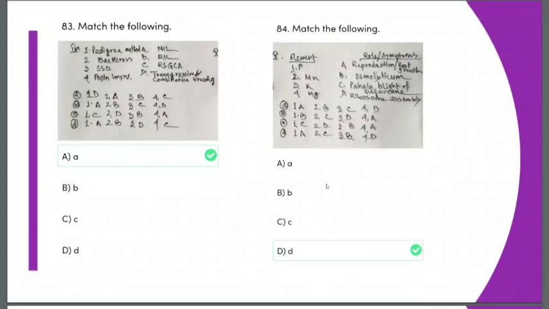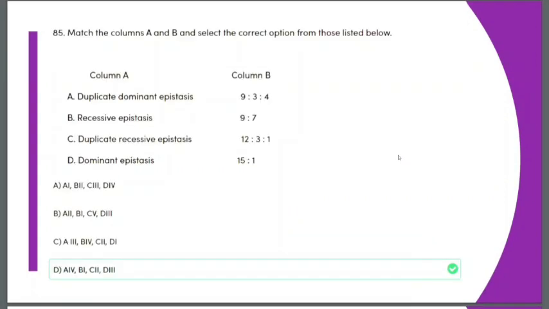83rd and 84th questions, both are matching type questions. So answer of 83rd is A: 1D, 2A, 3B and 4C, and 84th is D: 1A, 2C, 3B and 4D. 85th question is match the following columns A and B and select the correct option from those listed below. Column 1 and column 2. So here they have given the ratios. So it's an easy question, and D is the correct answer.